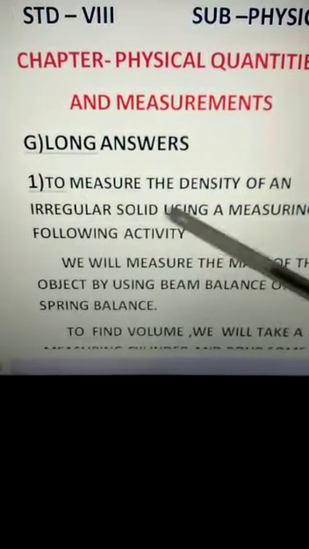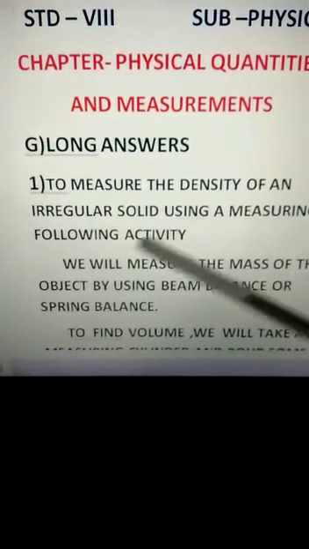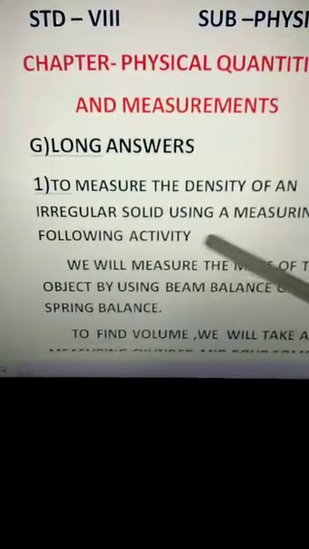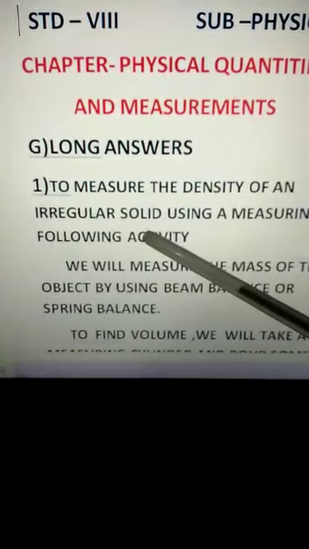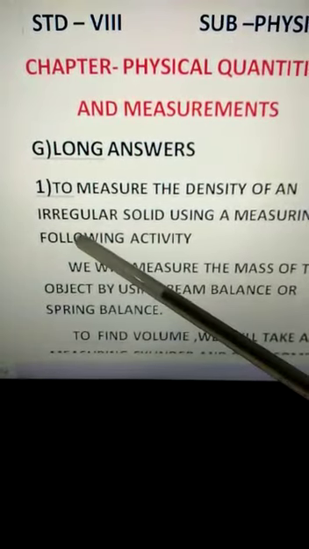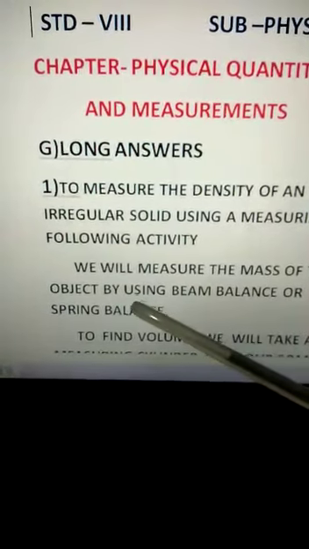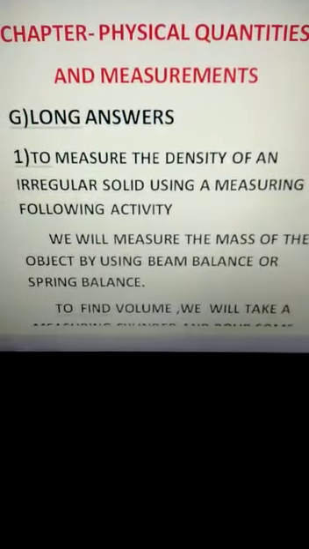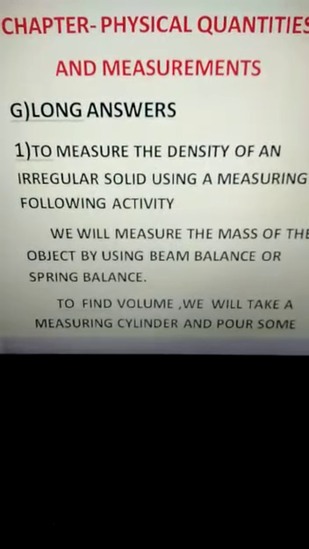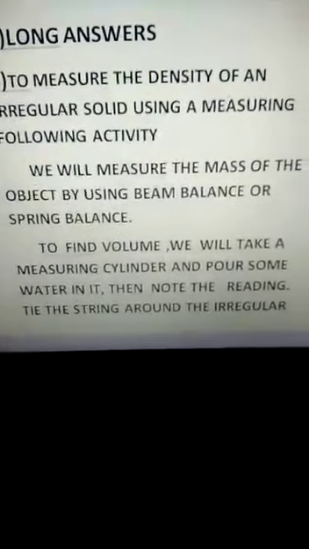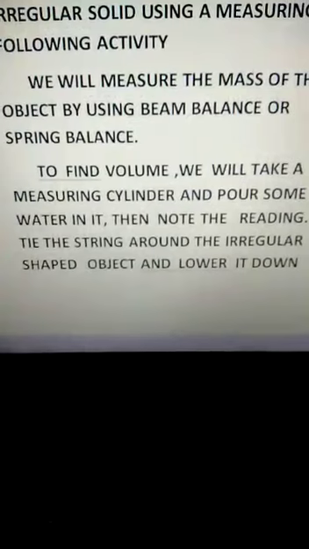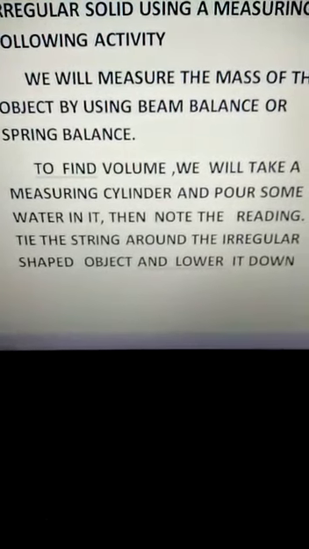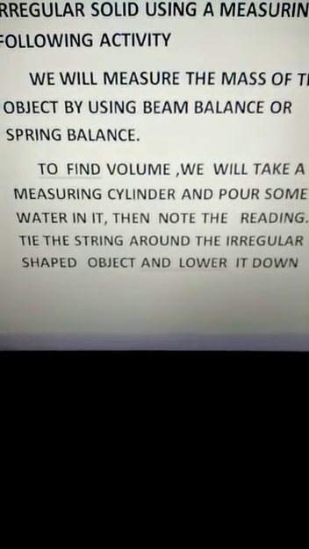The first question is, we have to find out the density of an irregular solid using a measuring can. To measure the density of an irregular solid, we follow these activities. We will measure the mass of the object by using a beam balance or spring balance first. Then to find volume, we will take a measuring cylinder and pour some water in it, then note the reading.